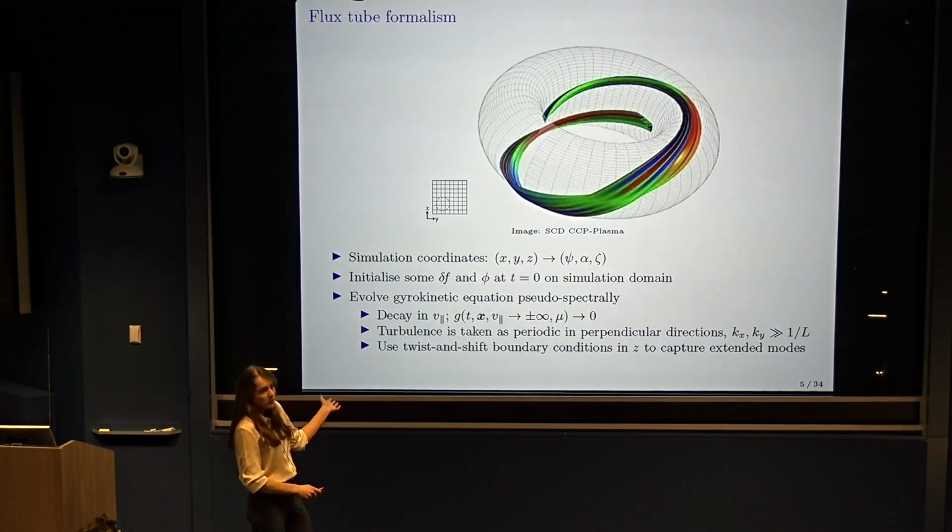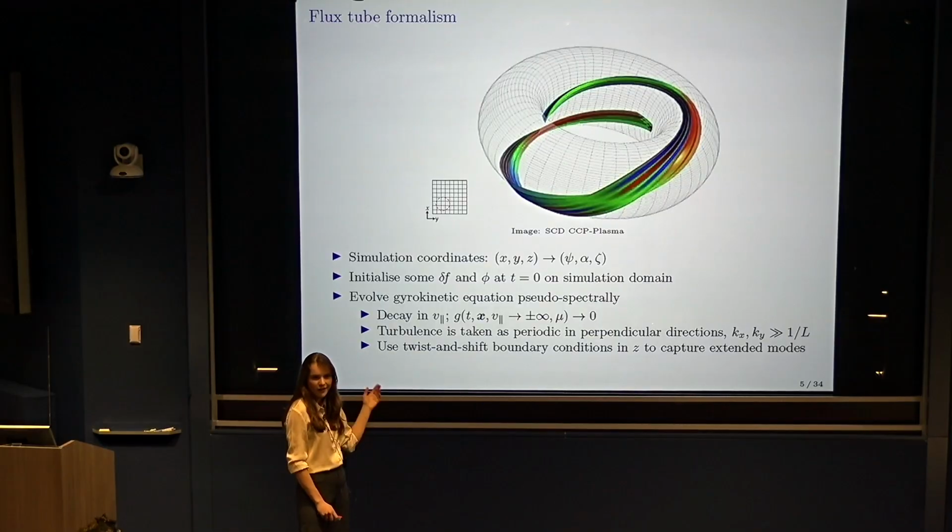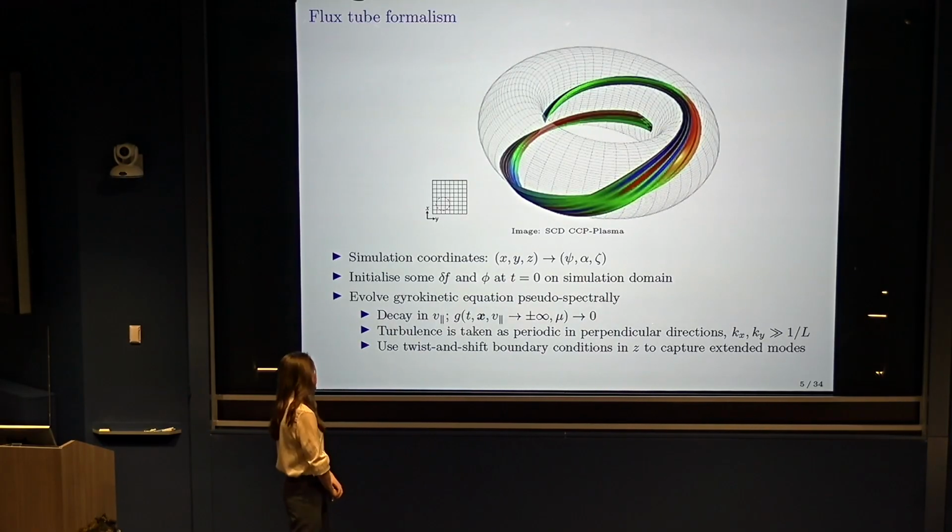Then we also need to apply boundary conditions, ensuring that my distribution function is finite as the velocity goes to infinity. And I'm also going to assume the following.